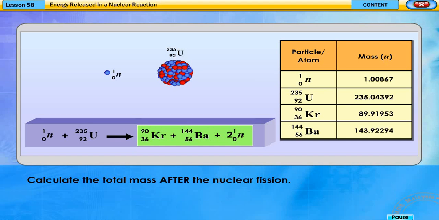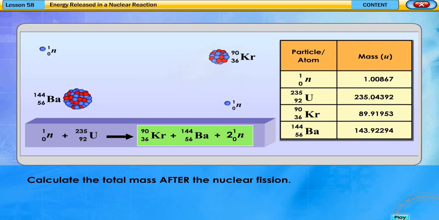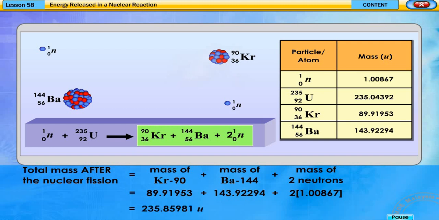Calculate the total mass after the nuclear fission. The total mass after the nuclear fission equals the mass of krypton-90 plus the mass of barium-144 plus the mass of 2 neutrons. Thus, the total mass after the nuclear fission equals 235.85981 atomic mass unit.